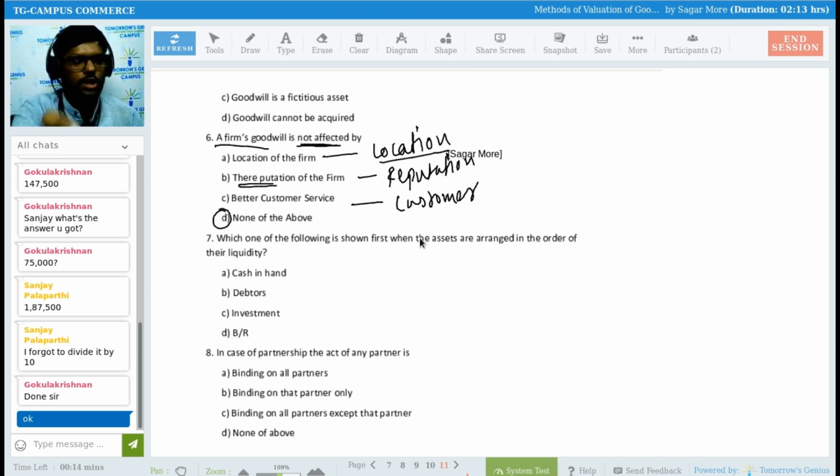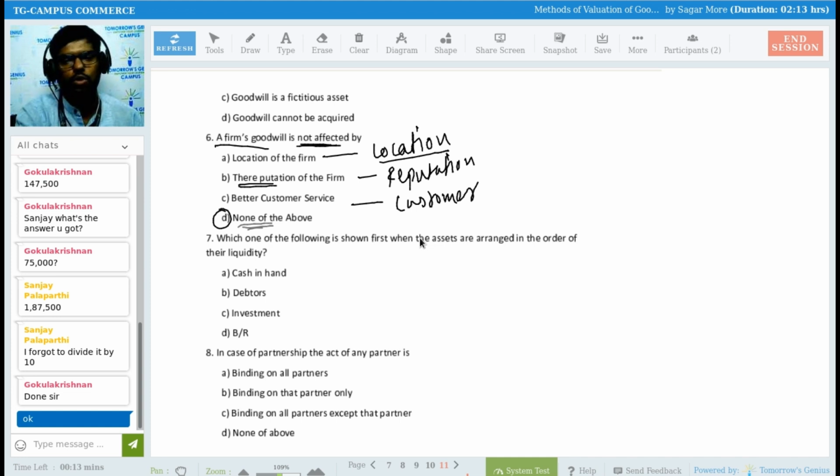Location plays an important role, in which location you are running your business. If you are doing a business of some fancy items in a village, people are not interested in that. That business will boost in city areas. So location of the business plays a vital role, reputation plays a vital role, and customer service also plays a vital role. So firm's goodwill is not affected by none of the above. All the factors are important, right?